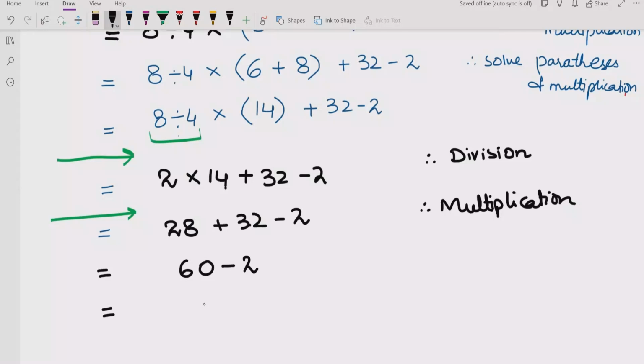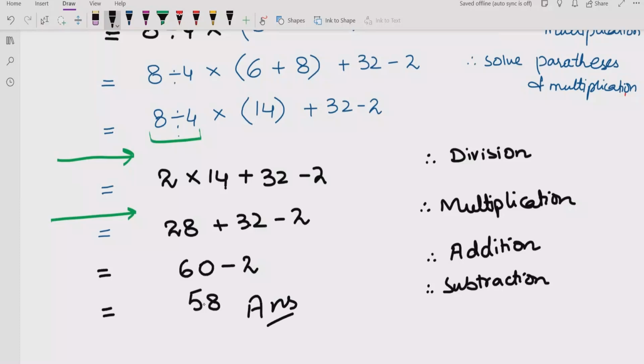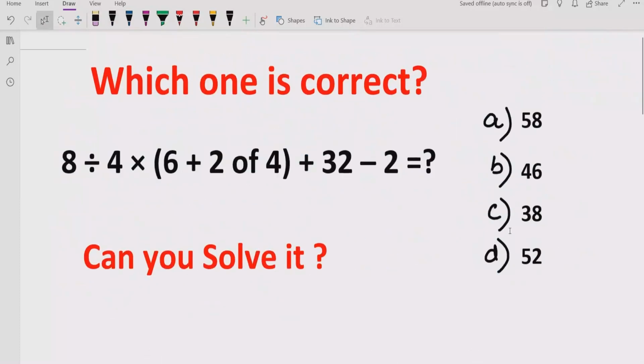So in the last, now we will perform subtraction. Here we solve the addition. Now we will perform subtraction here, which gives 58. So according to the PEMDAS or BODMAS method, the answer is 58. If we look at the options, the answer is option A, 58.